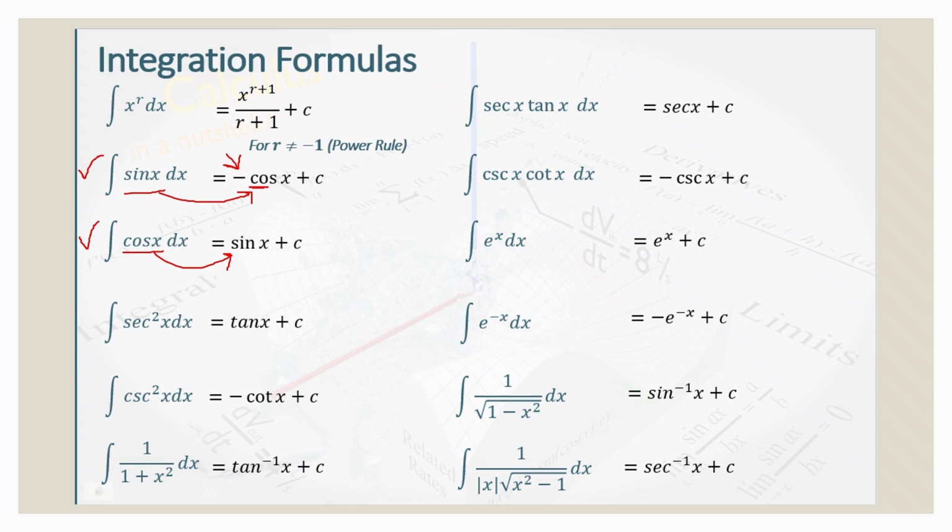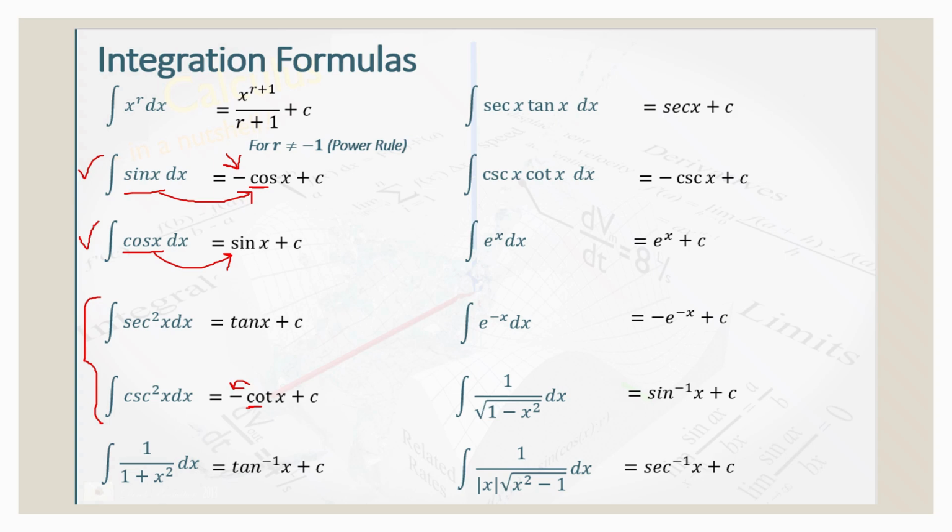Okay, now let's move to the next two formulas: integral sec square x dx and integral cosecant square x dx. Again the same rule: if the answer starts with c, don't forget your negative sign. So sec square x gives tan x, and cosec square x gives negative cot x.